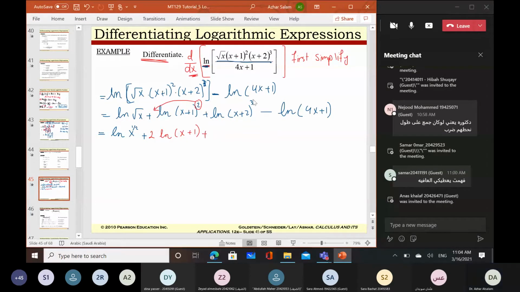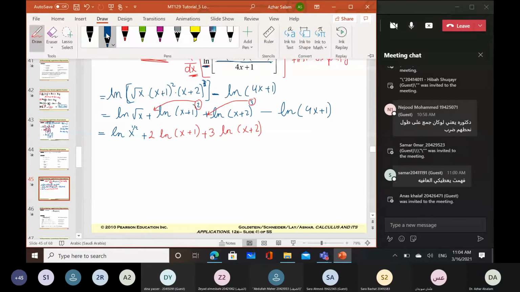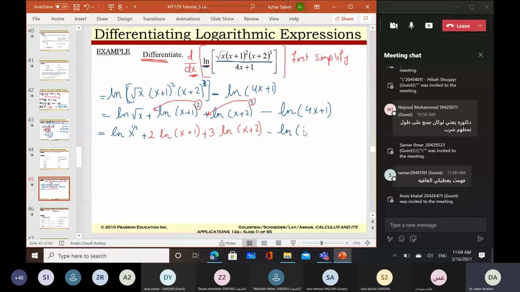Plus I will take this down. Okay, 3 ln x plus 2. Okay, not to the power 2. This is not a derivative. This is a property that take the power down. Minus, also nothing will be changed here. Also here I can take this down, which is half ln x plus.